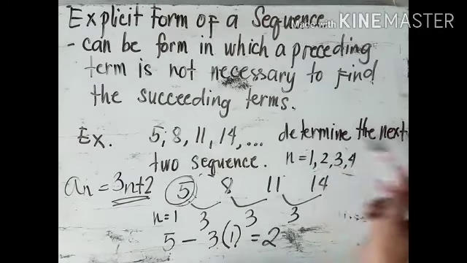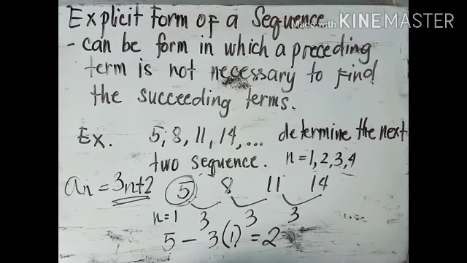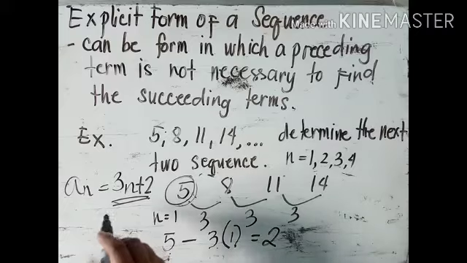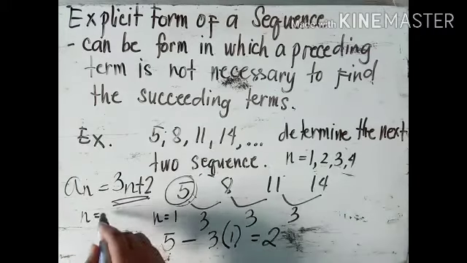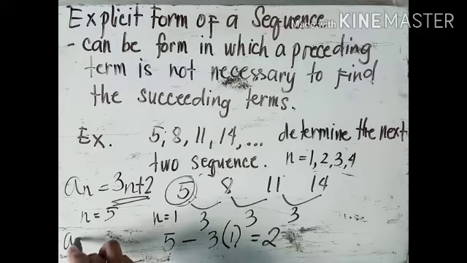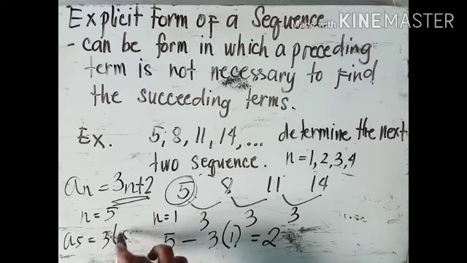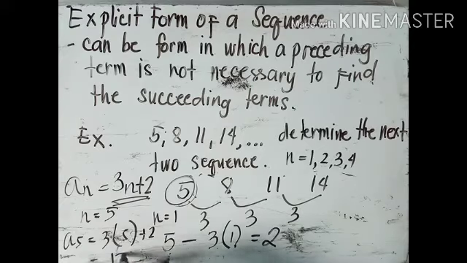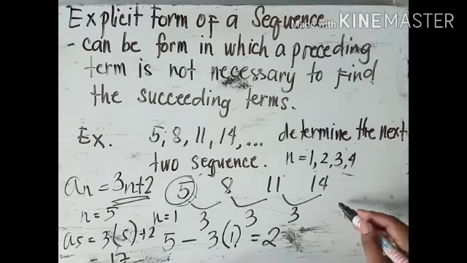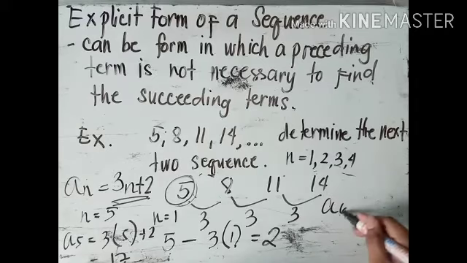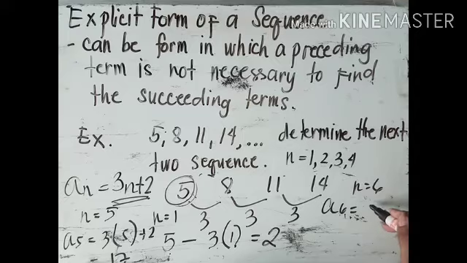Now, as stated here, we're going to determine the next two terms. So we do the same thing. We're going to use the formula for the next two. So the 5th, that is a5 equal to 3 times 5 plus 2, still 17. And for the other, a6, wherein n is equal to 6, equal to 3 times 6 plus 2, that is 20. That is the same as the first.